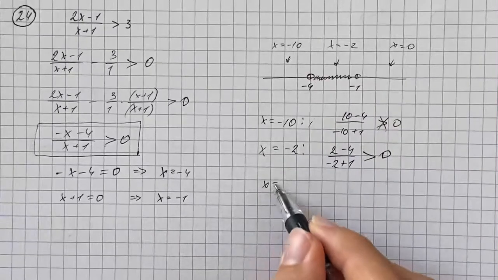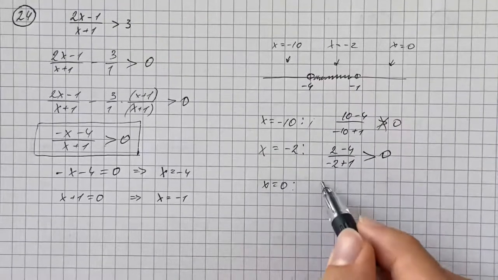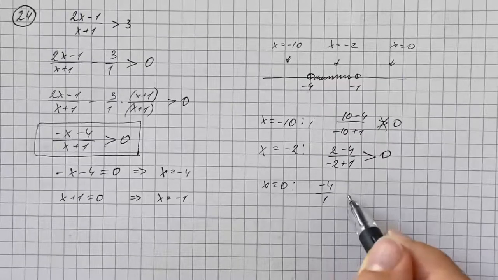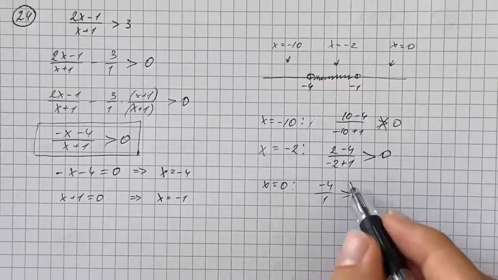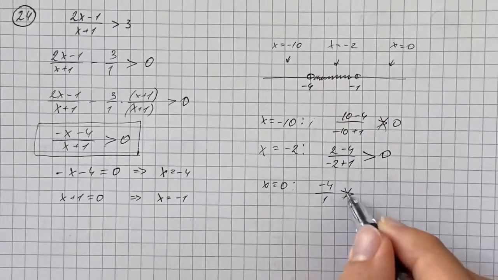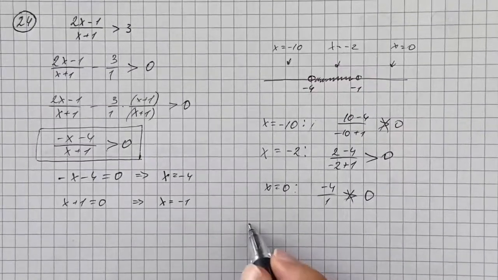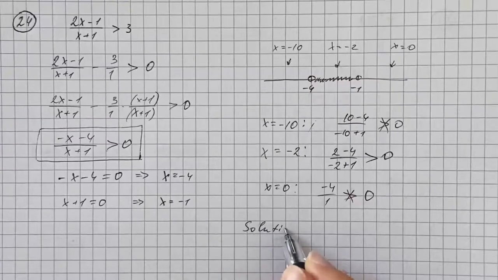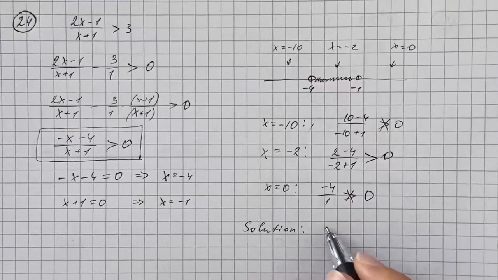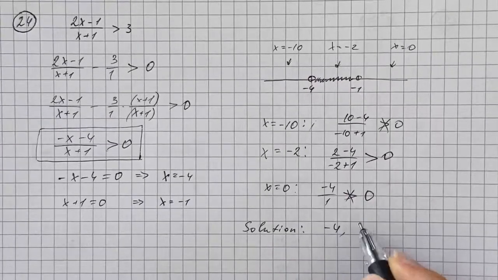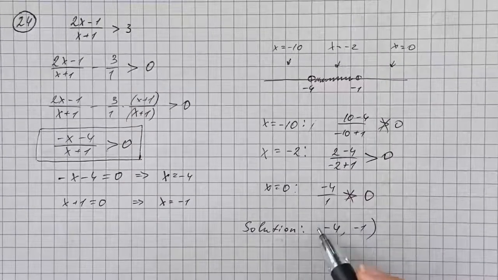And the last one is x equals 0, therefore we get negative 4 over 1, which is a negative number, and it is not greater than 0. So the solution set is going to be from negative 4 up to negative 1, using parentheses.